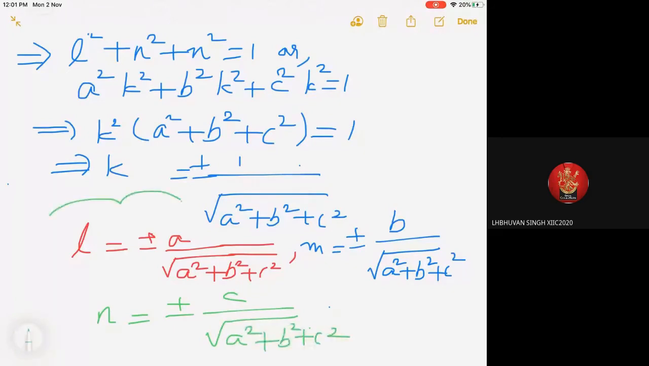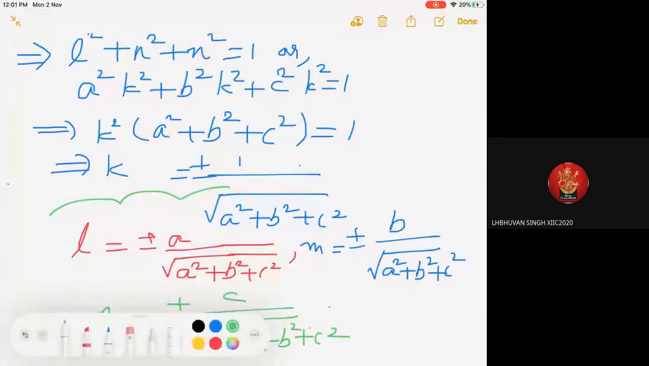This is the way you can convert the direction ratio to direction cosine.